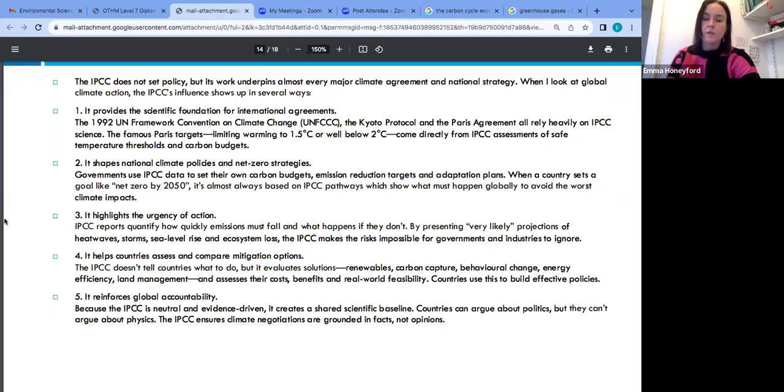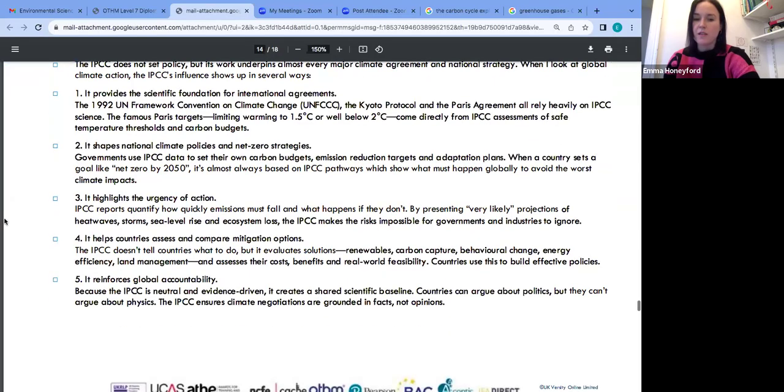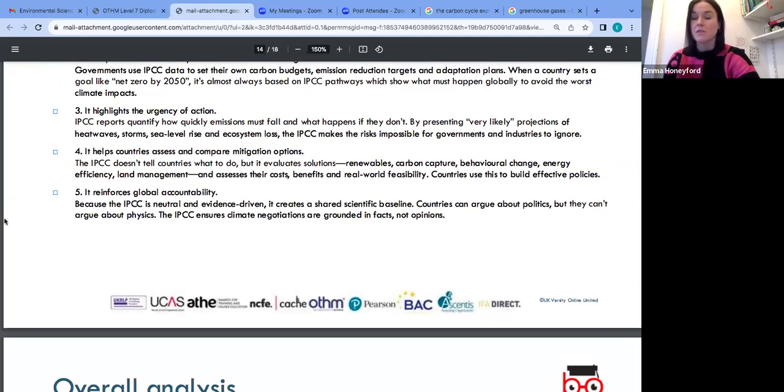It also is really important for global accountability. Because the IPCC is neutral and evidence driven, it creates a shared scientific baseline. Countries can argue about politics, but they can't argue about the physics, the science. It's science-based. And the IPCC ensures climate negotiations are grounded in facts, not opinions, which is so important.